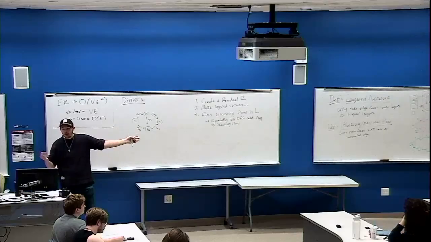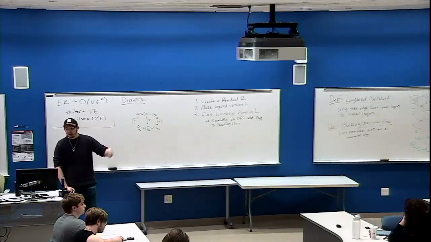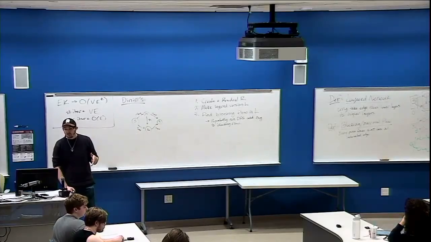We could just not. We could just have a regular thing, find a blocking flow and repeatedly do it, and that would give us a viable thing. But by doing the layered network, we actually save some time.